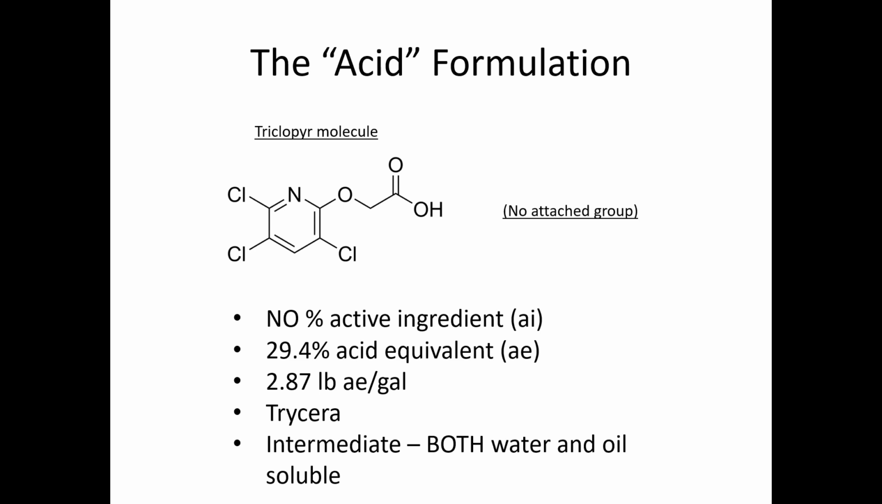Finally, we have an acid formulation. So this is also a recent introduction to the market. Here's our base Triclopyr molecule. No expressed or attached group in terms of the formulation. It is truly formulated as an acid, so you will not even see a percent AI on its label. No active ingredient given, only an acid equivalent. The next thing you'll notice here, it's only 29.4% AE. It's a lower concentrated formulation of Triclopyr acid, and it comes in just under Garlon 3A, which is 3 pounds per gallon. This one comes in at 2.87 pounds per gallon acid equivalent.